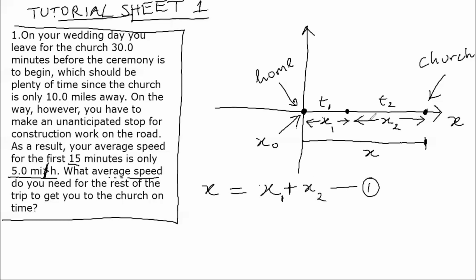The other relationship that you can find is that the total time taken on the trip is simply a sum of the time taken on the first portion of the motion, which we have called T1, and the time taken on the second portion of the motion, which we have called T2. So this becomes our second equation. So already we see that we are having some equations.